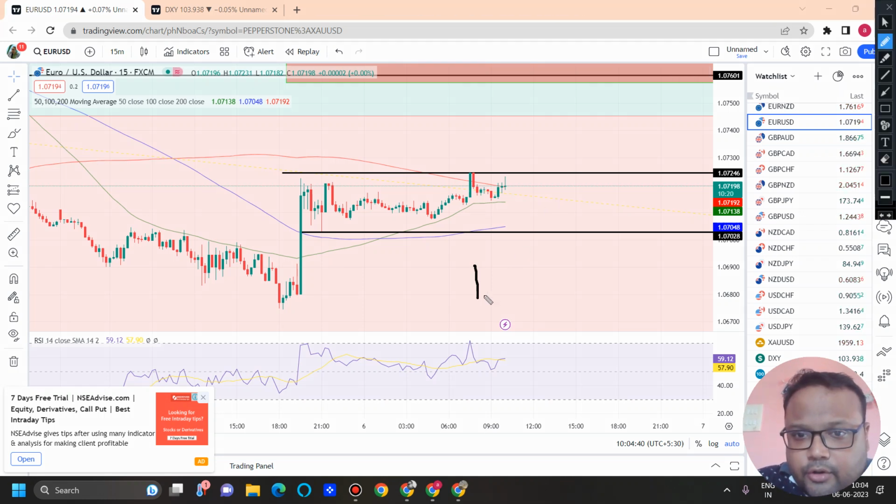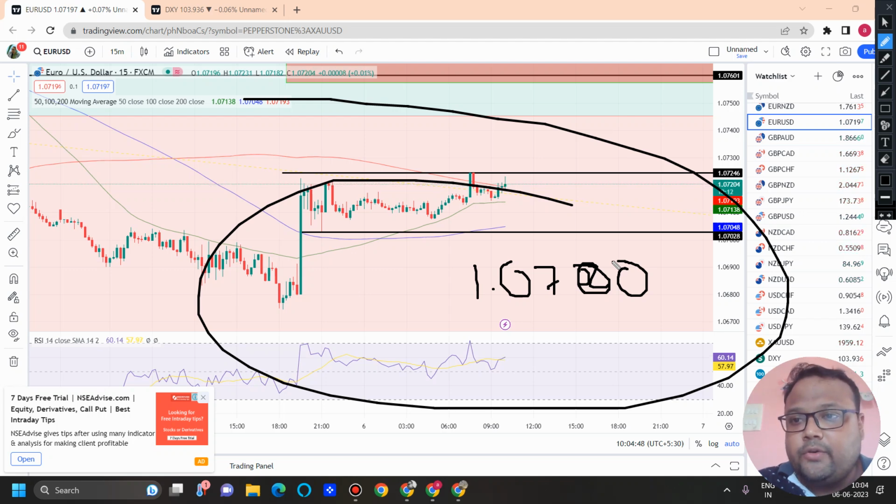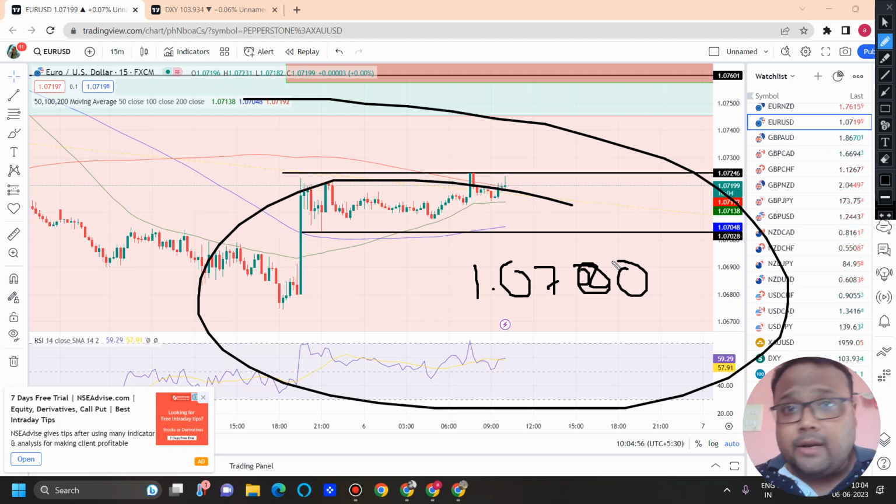So if Euro USD breaks 1.0702, you can look for a sell, or you can look for a sell below 1.0700. This is the range of Euro USD right now. But as long as the market is low volatile like this, the market will not be able to break down or break out, because for any breakout or breakdown, volume is extremely important. Without volume, the market usually goes for a false breakout.